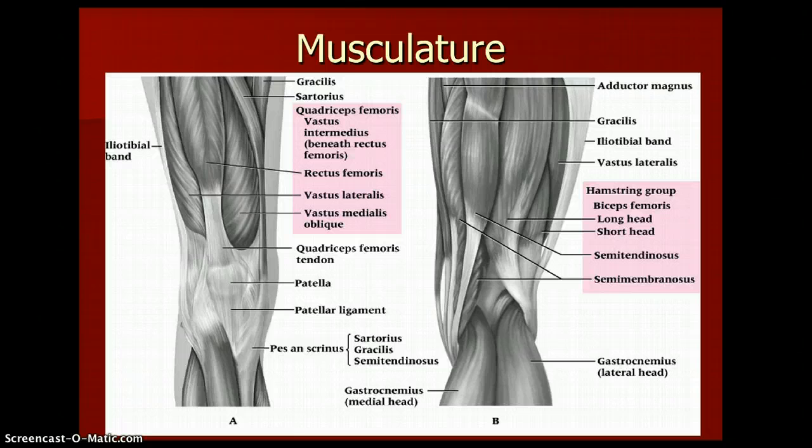The other thing to notice in this diagram is the pes anserinus, or pes anserine, which is on the medial side, is created by the tendons of the sartorius, gracilis, and semitendinosus. Just beneath that is where the MCL will attach.